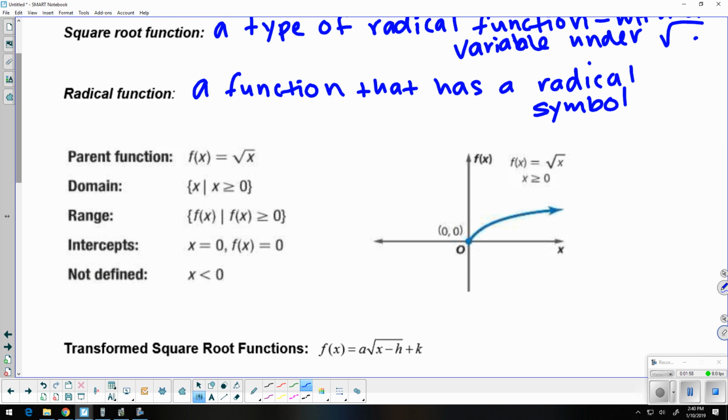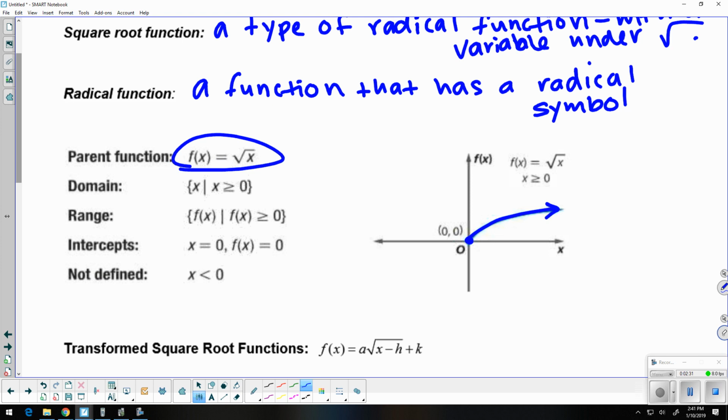We have the parent function here, so just to refresh what a parent function is: the parent function is basically just the simplest function that we have, where nothing is being done to it. This graph is not being shifted left, right, up, or down. It's staying in place. Every single time you have a parent function, it starts at the origin, as you can see here. It continues on forever and ever to the right. So basically, as your x's increase, your y's will also be increasing.